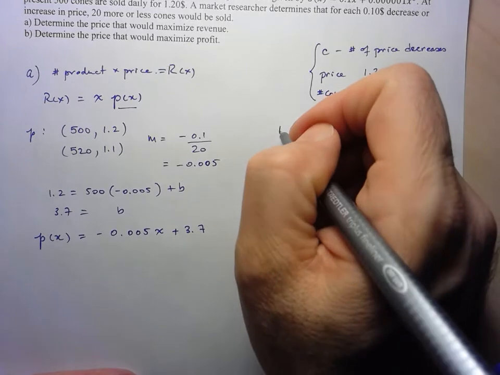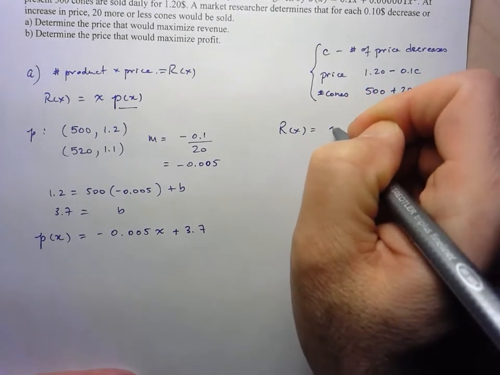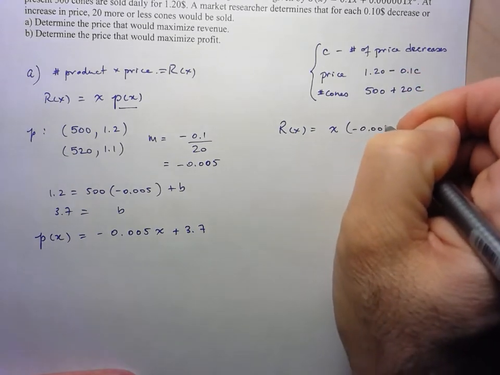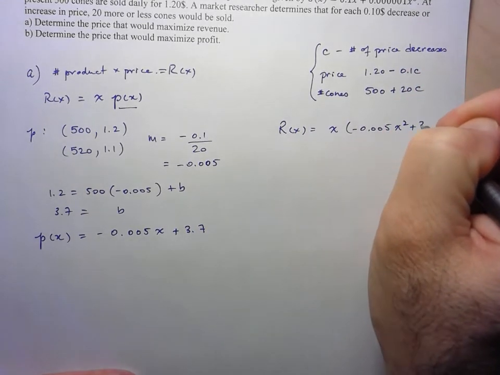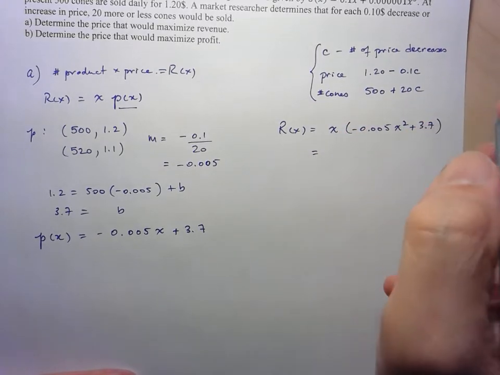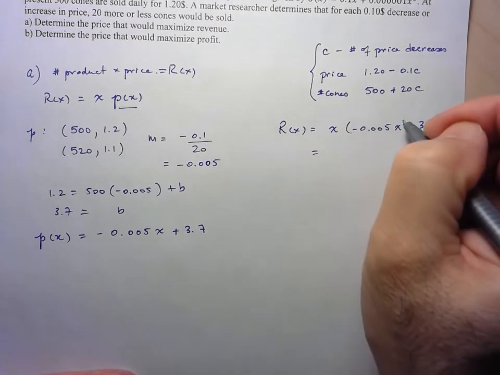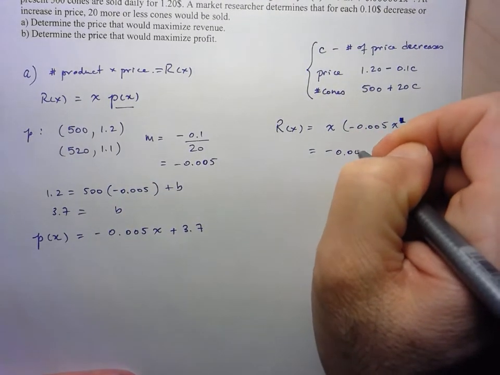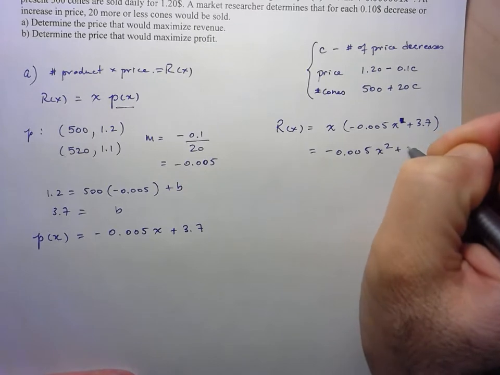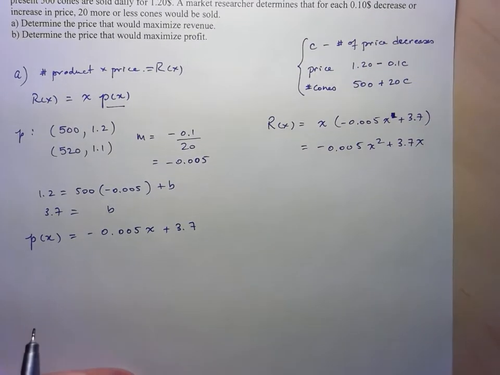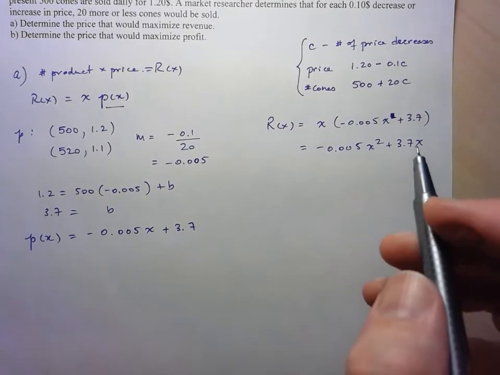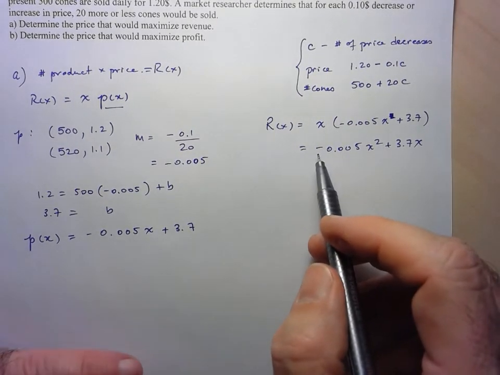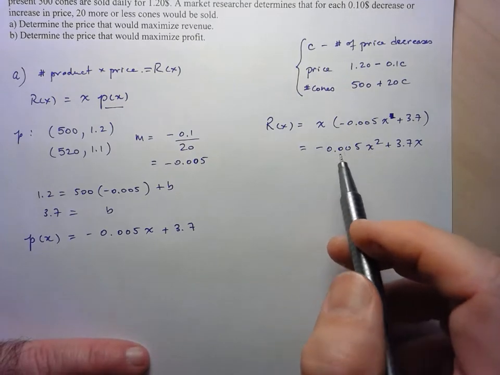So revenue is equal to x times p of x, which is negative 0.005x plus 3.7, and so that's just equal to, sorry, no squared there, I went ahead of myself, which is just negative 0.005x squared plus 3.7x. Now we already know that this is going to give us a maximum because it's just a quadratic with a negative leading coefficient. So in fact, we don't really need to check anything here.